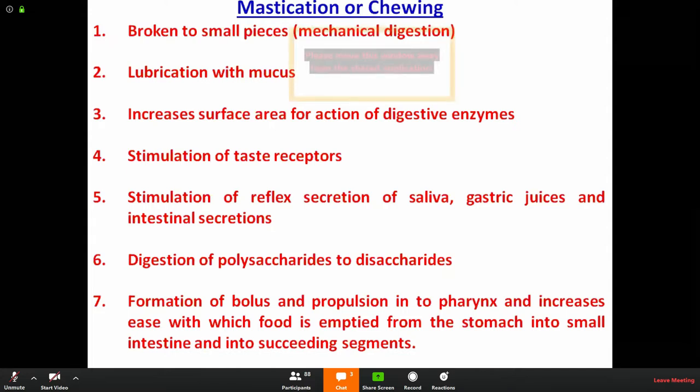Mastication is necessary, and it helps in stimulation of reflex secretion of different types of salivary, gastric and intestinal juices. Once mastication starts, our stomach and small intestine begin to produce gastric juice. It helps in digestion of polysaccharides into disaccharides. It helps in formation of the bolus of the food and propulsion into the pharynx, easing the food to the stomach. It also helps prevent overeating as it satisfies hunger. So these are the functions of mastication.